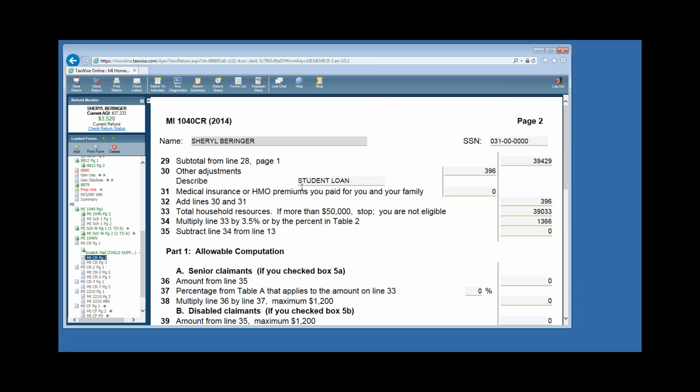But the only thing that you'll have to do is you might want to check with the taxpayer to see if they have any out-of-pocket medical premiums they pay. For example, a lot of our senior citizens have premiums that they pay. It might be $150 a month. You can multiply that by 12 and put that as an adjustment over here on the state side.